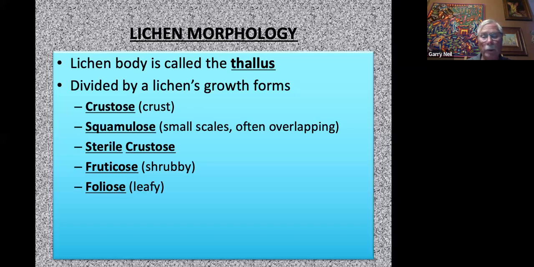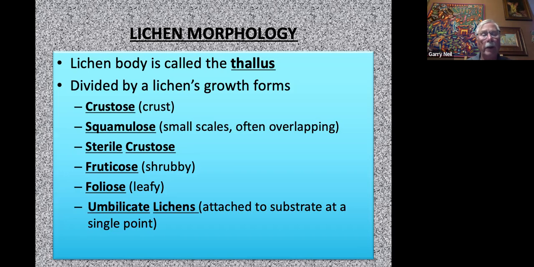The foliose group is like the one you saw with the Peltigera. It's very leafy in a way. It has broadness to it. In some cases, though, the leaf may only be a centimeter wide or whatever, and they form these lobes, etc. But that particular lichen group is the leafy group, or the foliose lichens.